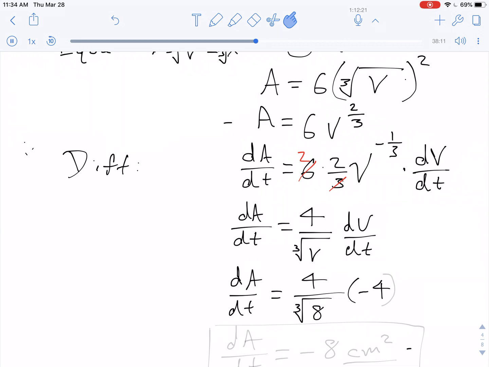What happened there? I did not forget the negative.